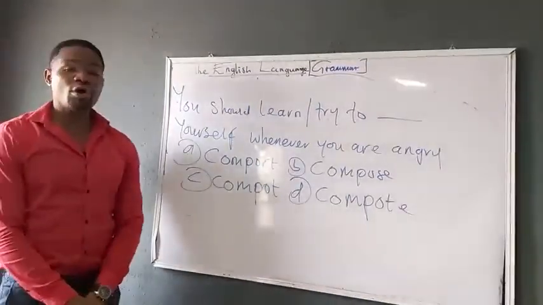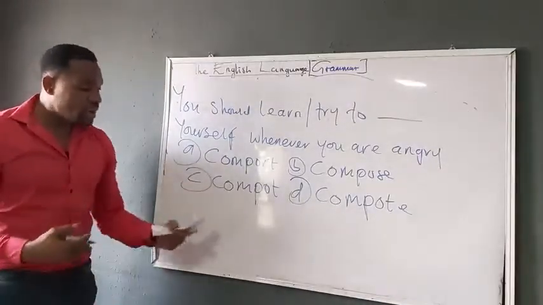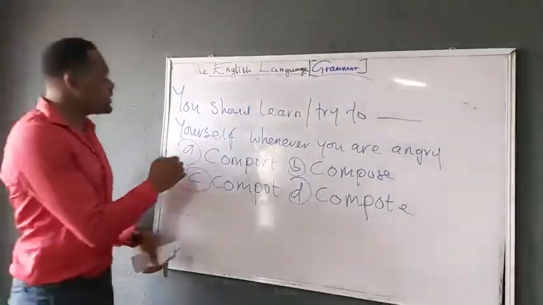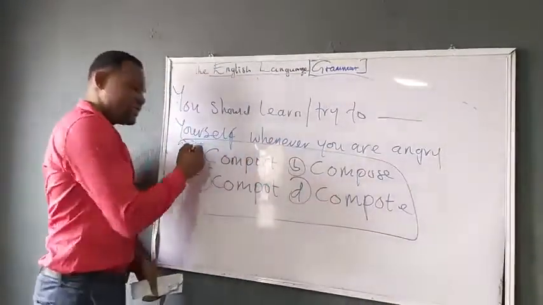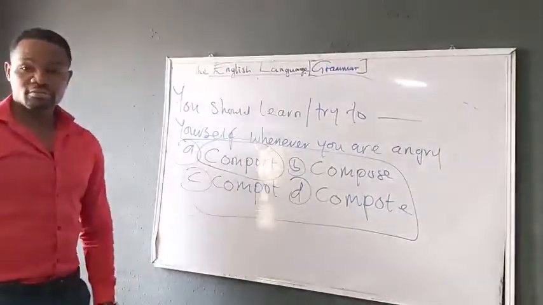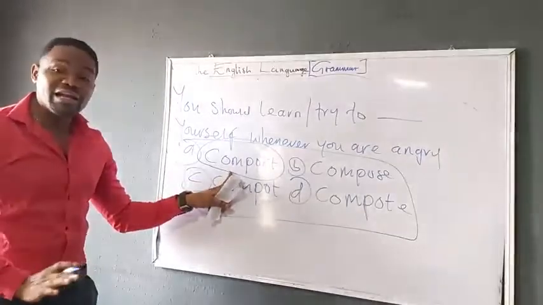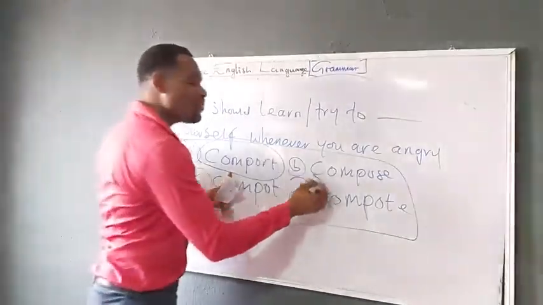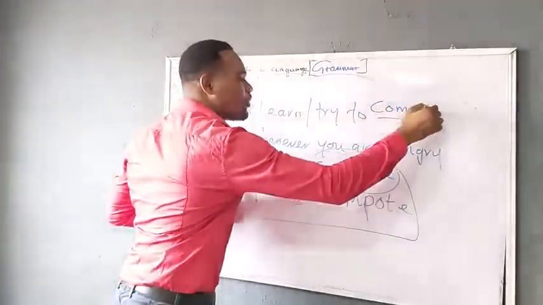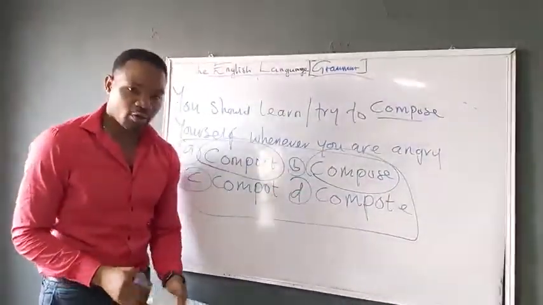Look at what we're having in here. When you're angry, what do you do? You compose yourself or you comport yourself. In any exam, the options could be quite tricky, but obviously most exam takers will go for comport. This is how we speak and how we write. Funnily enough, the answer is compose. Whenever you're angry, you compose yourself. You don't comport yourself. What's the clear difference between compose and comport?